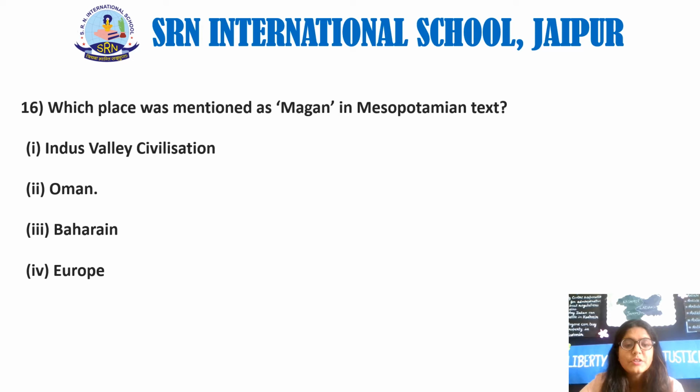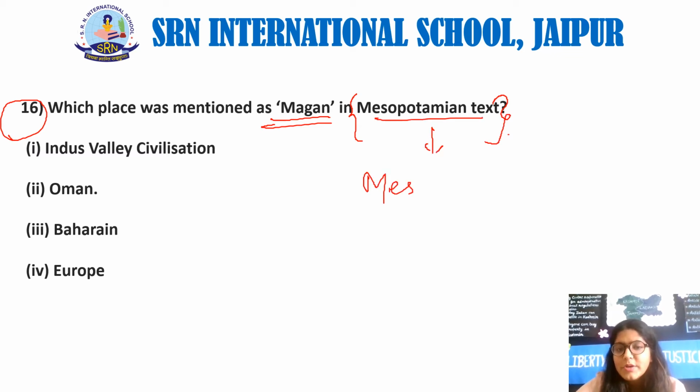Now we have reached the last question of this section, section number 8, 16th question. Which place was mentioned as Magan in Mesopotamian text? Mesopotamian text, it is related to Mesopotamia.